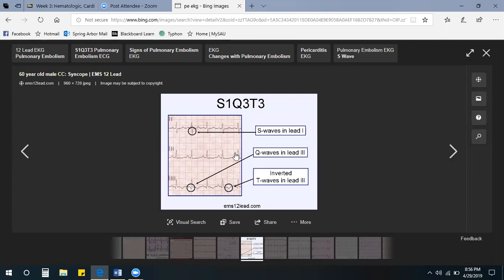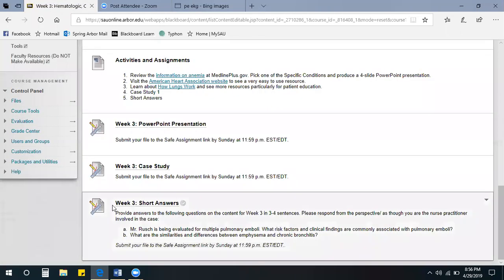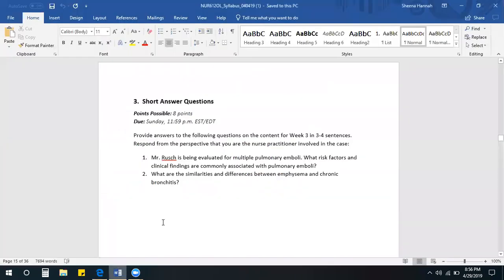So this is just a good little thing to have in your back pocket if you're suspecting a PE in someone, to try to make a case for a further workup. I just wanted to show you guys that. Other than that, everybody did really good with week 3.